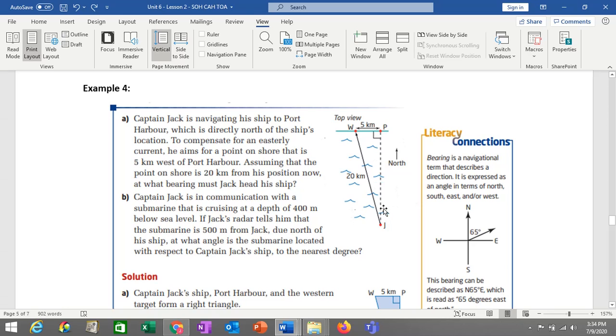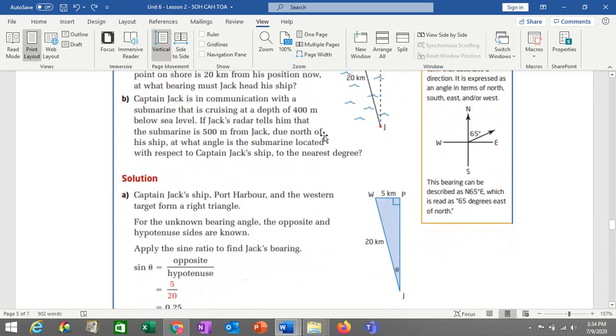So the water is moving, and so if you try to go straight to the port, the water's going to push you to the side, and you're not going to get there. I'm guessing that the water is actually pushing this way to the right, and so if you go straight at the port, you're not going to get there. You're going to be pushed downstream somewhere here. So what you want to do is aim this way, and then when the water pushes you, you end up over here. So he's trying to aim at a point 5 kilometers west of the port, so that when the water pushes him, he'll end up at the port.